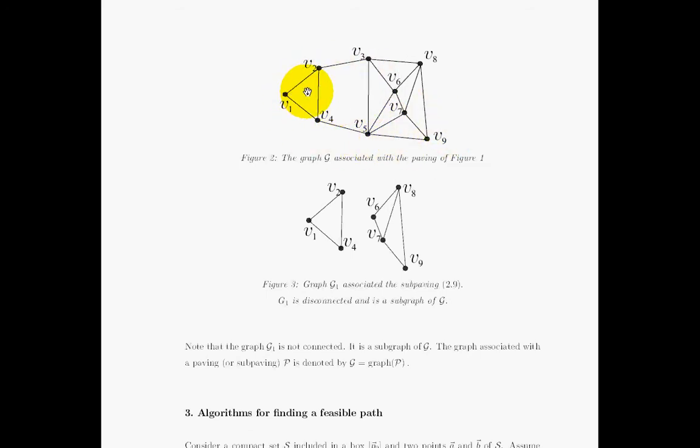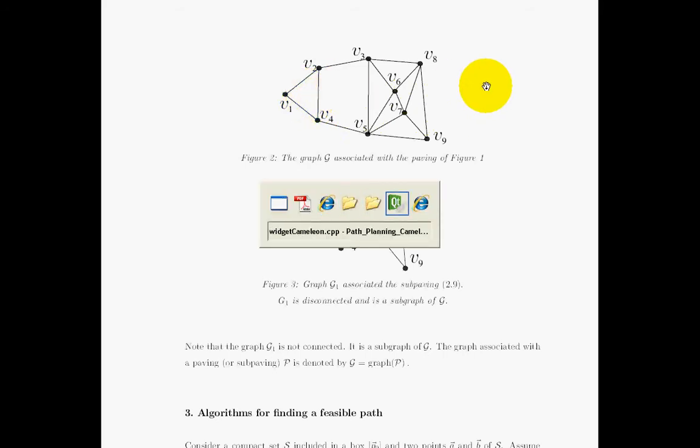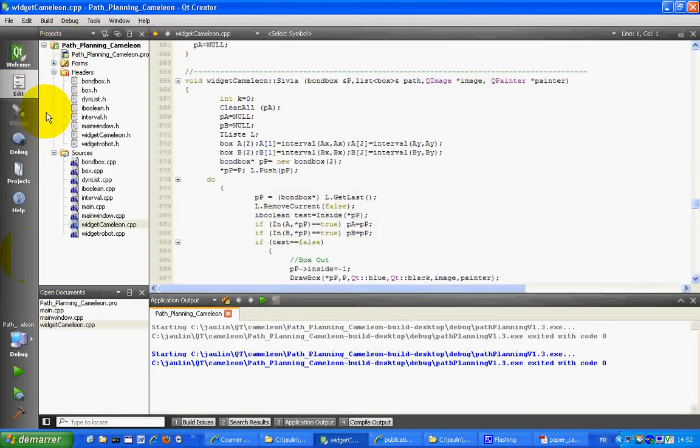If box 1 is related to box 2, you have an arc between V1 and V2. So you have the graph. In this graph you can find a path, for instance the shortest path, using the A-star algorithm or the Dijkstra algorithm. So let us now consider the software demo made with Qt here.